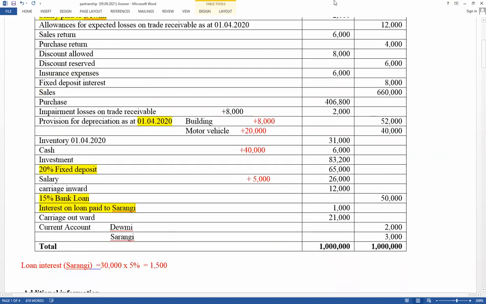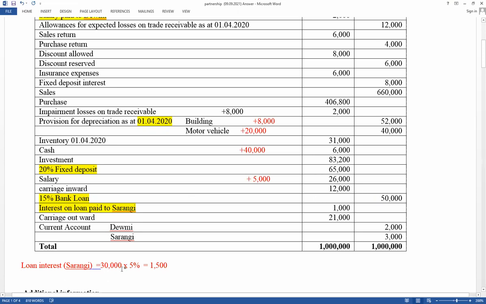Think about the bank loan available. This value also should be recorded. The bank loan value equal 50,000. Therefore, loan interest should be calculated based on 50,000, 15%. And the trial balance available loan interest paid amount 4,000. Accrual concept should be applied. Therefore, 50,000 into 15%, try to calculate loan interest. The trial balance has given loan interest paid amount 4,000 also. Right. Try to calculate loan interest under workings.